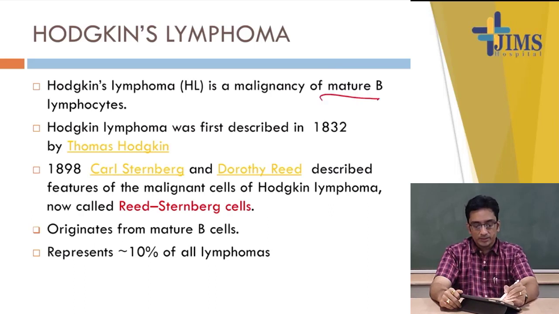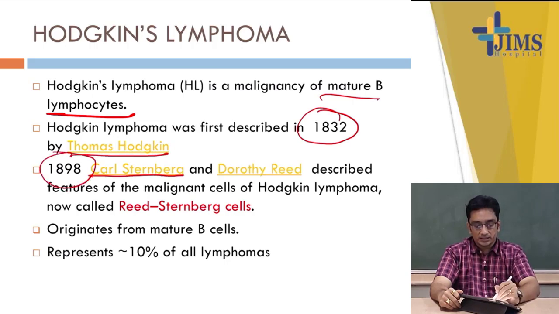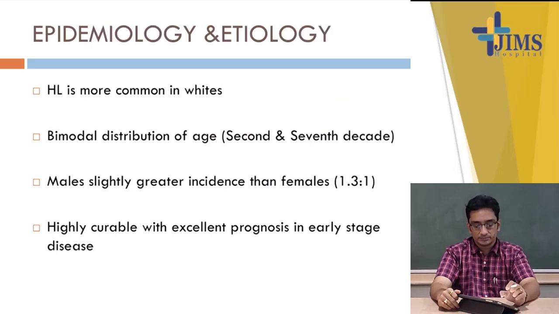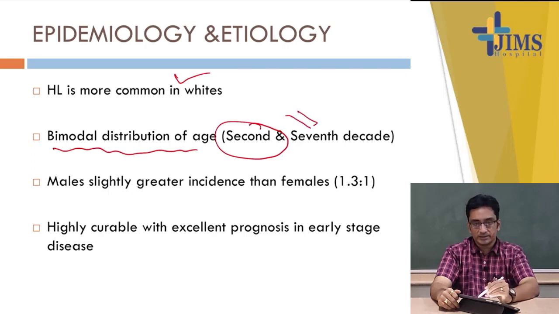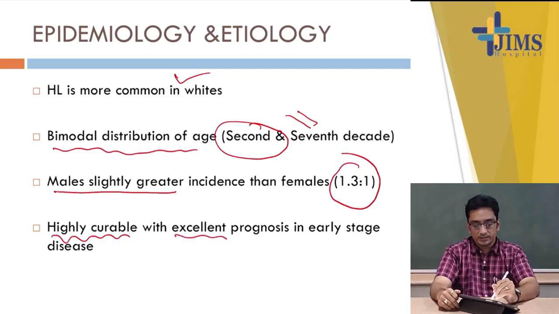It's a malignancy of mature B lymphocytes. It was first described in 1832 by Thomas Hodgkin. In 1898, Carl Sternberg and Dorothy Reed described the features of malignant cells of Hodgkin's lymphoma, now called Reed-Sternberg cells. It originates from mature B cells and represents 10% of all lymphomas. It's more common in whites, with bimodal distribution, mainly in the second decade but also in the 7th decade. Males have a slightly greater incidence, 1.3:1. Highly curable with excellent prognosis.